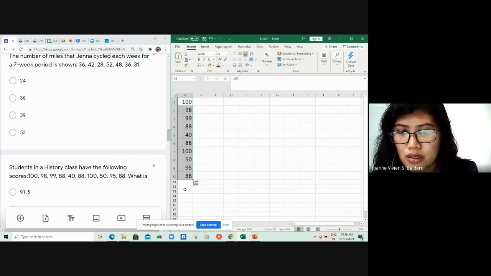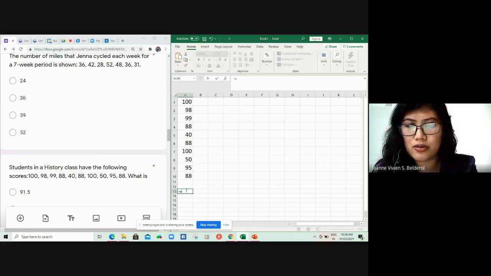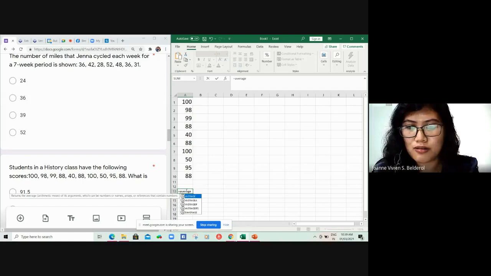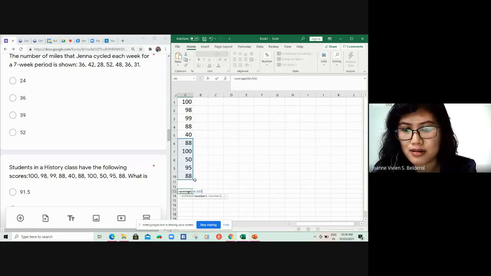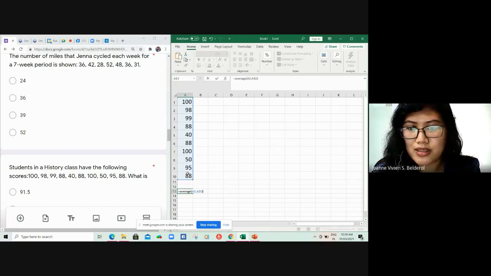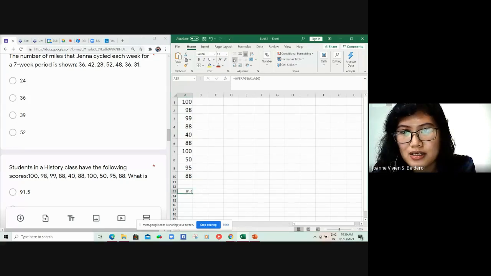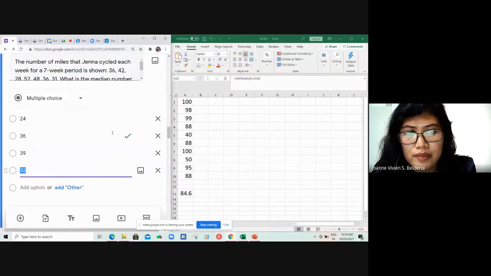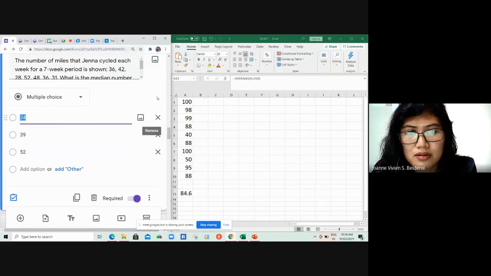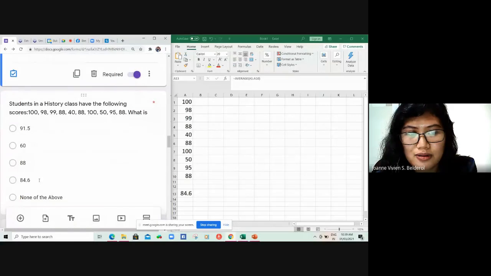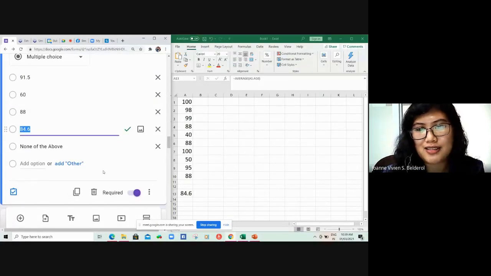So let's compute for the mean. Very simple: equals average, then open parentheses, highlight your data. Let's do that again. Average, highlight your data, close parenthesis, and then press enter. So you have 84.6. And let's see if that's in the choices. 84.6. Okay, were you able to follow that?